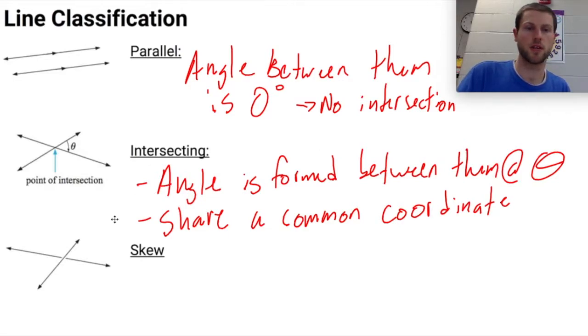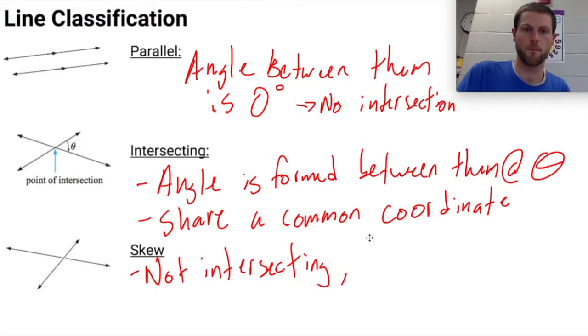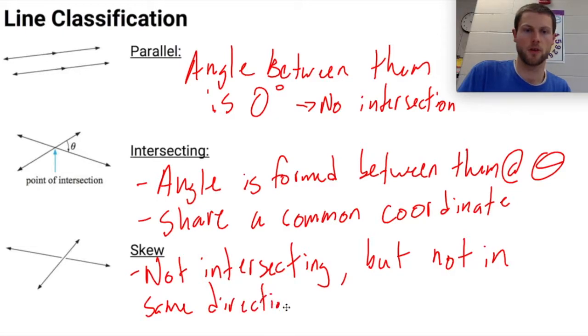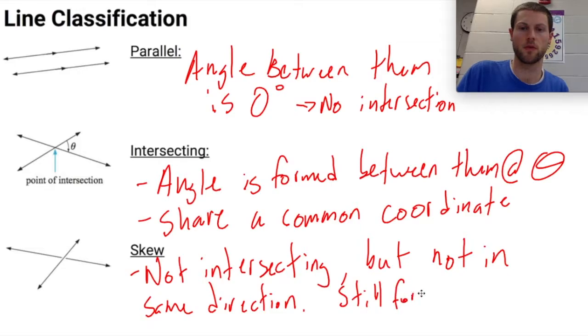So skew lines, we would say that they are not intersecting but they are not in the same direction. So it's kind of like parallel, however, they are not in the same direction. Parallel have to be the same direction. One thing to note, though, is they still form an angle when the line is translated.